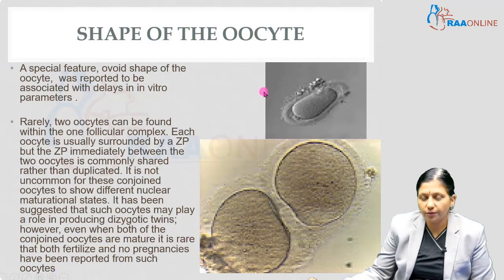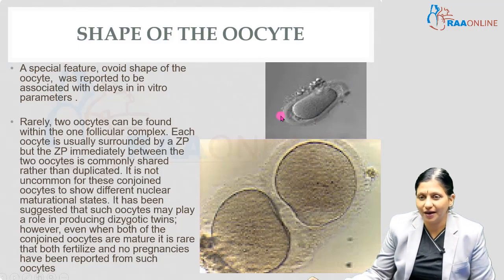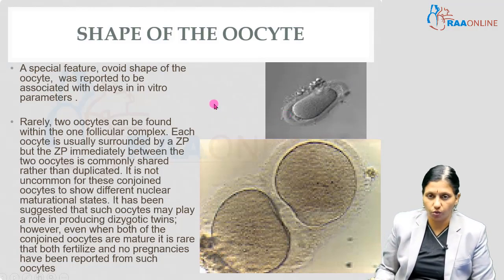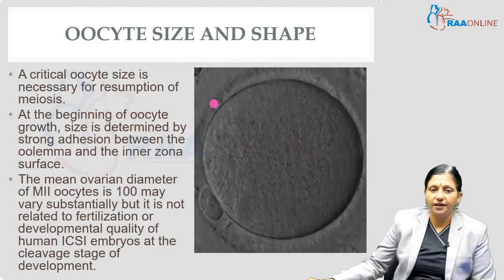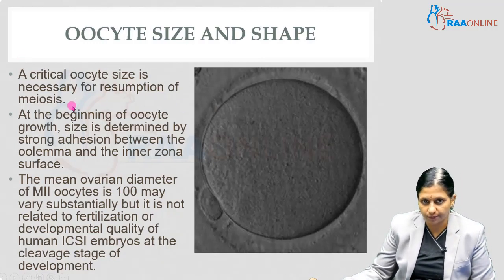And this ovoid shape of oocytes can also be related to the suction pressure in the oocyte pickup needle. If we use too much suction pressure while aspirating the oocytes, it might distort the shape of the oocytes to ovoid. Now, a critical oocyte size is necessary for resumption of meiosis.